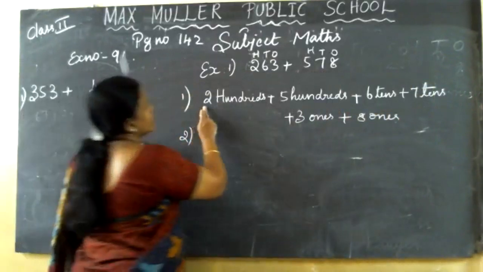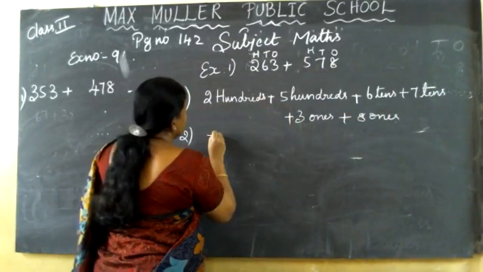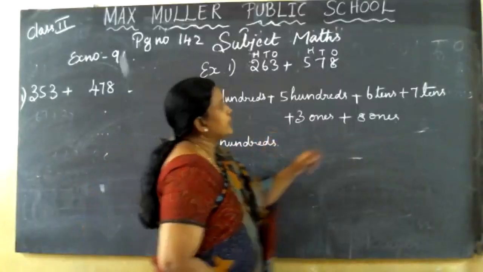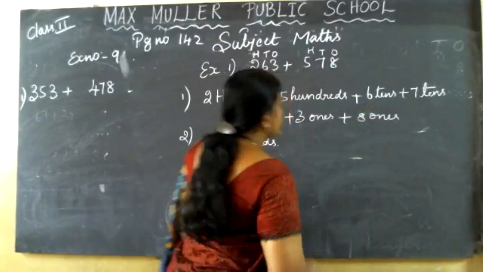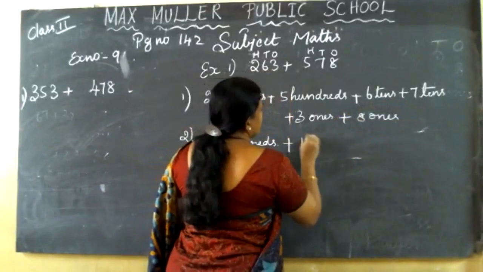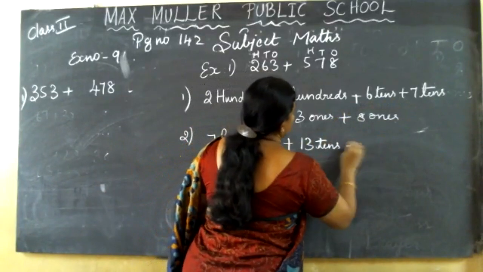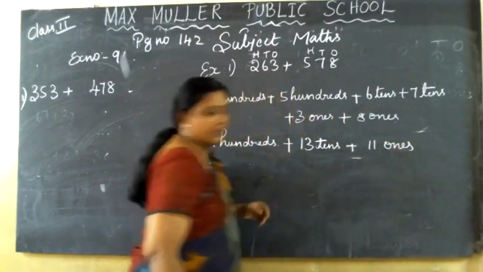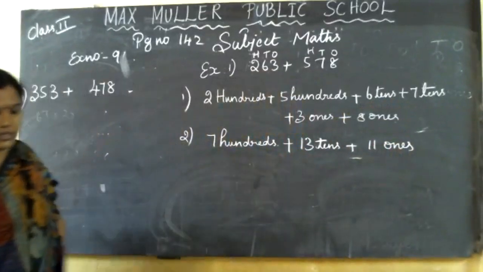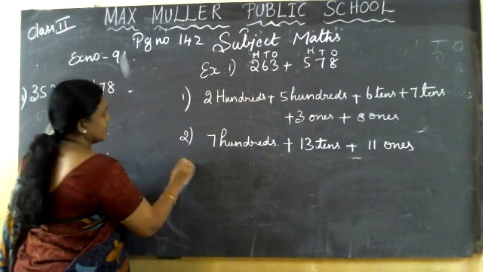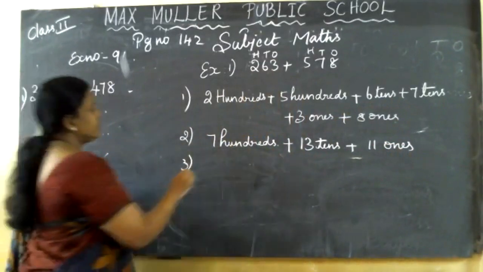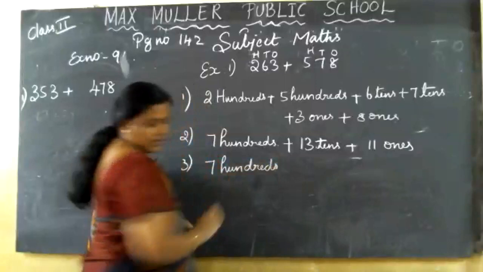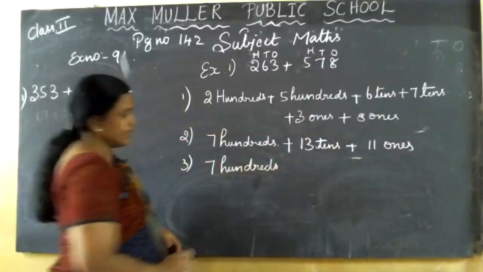Now you want to add these two hundreds: 5 plus 2, 7 hundreds. Now tens: 6 plus 7, how much is there? 13 tens. Then 3 plus 8, 11 ones. Now you want to do it separately here. Third point, third line: 7 hundreds plus 13 tens.